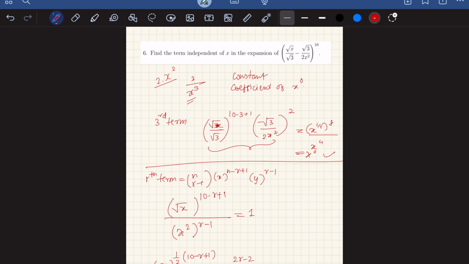Is there any question, any clarification you need about this, or was this fine? What we did was we basically looked at the rth expression, and then we equated it to 0 for the coefficients of x.